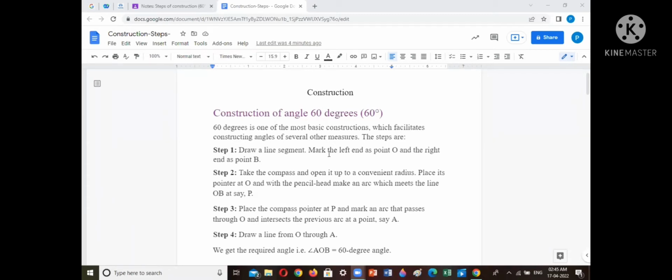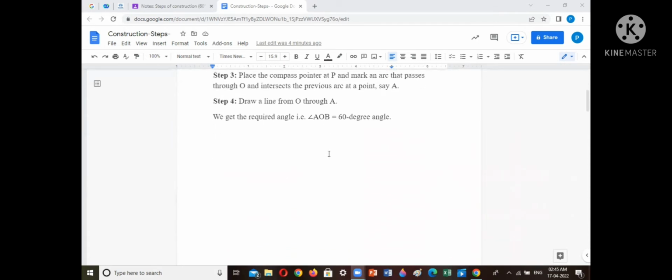We're going to start with construction. First is the construction of an angle of 60 degrees. Now 60 degrees is one of the most basic constructions. So first we will be learning that, because if we construct the 60-degree angle, then only can we get the other angles. So first, let's follow these steps which are given.